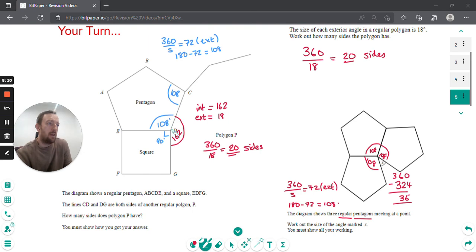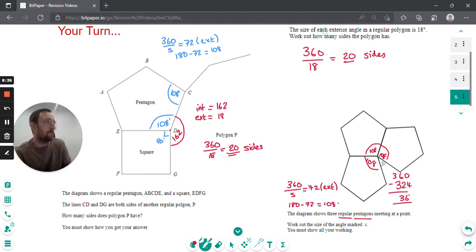And around a point, it adds up to 360. So if I take away the 90 and the 108, I'm left with 162. I've just moved on to this bit here. So the inside angle, the interior, is 162. Therefore, the exterior must be 18, because it's got to add up to 180. And then to find the number of sides, 360 divided by the exterior angle, which was 18, is 20. So it's a 20-sided shape.